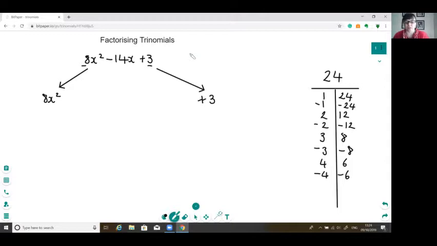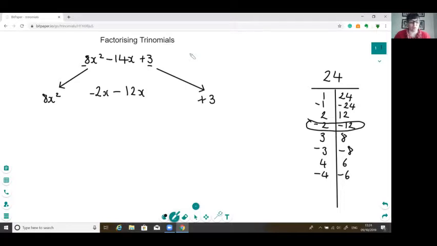Now, if I add 2 of my pairs of numbers over here to get negative 14, I can see that there's only 2 that would give me a 14, but only 1 that would give me a negative 14. So this pair here, if I added minus 2 and minus 12, that would give me negative 14. So that's what I'm going to look for here. Minus 2x, minus 12x. So that's going to give me that 14 that I was looking for.